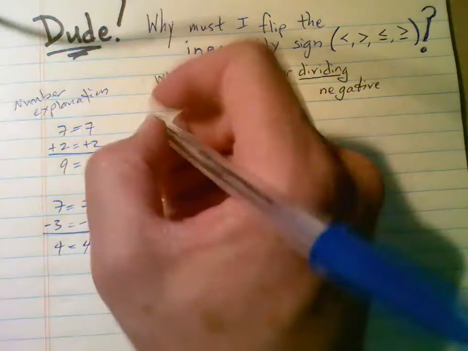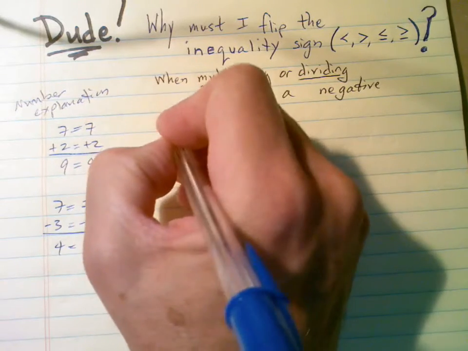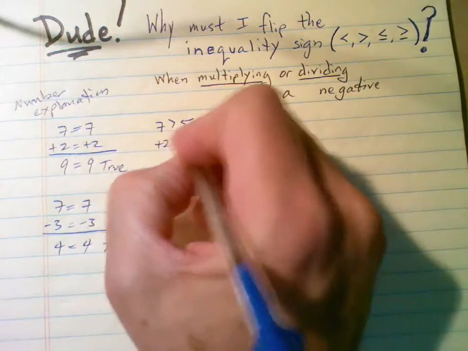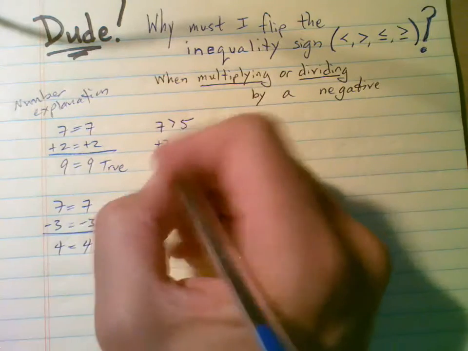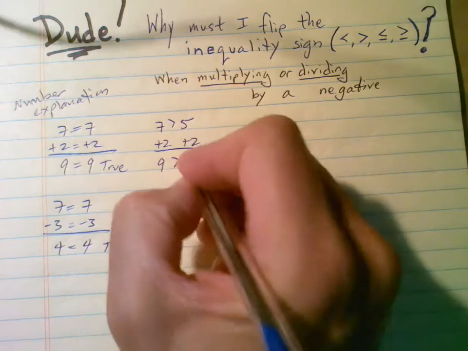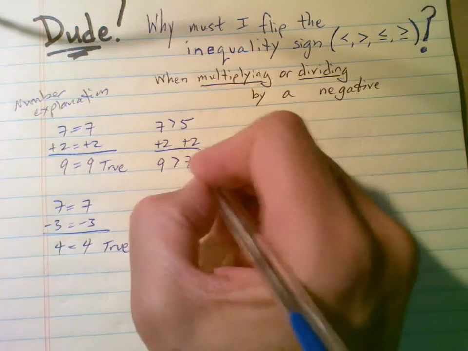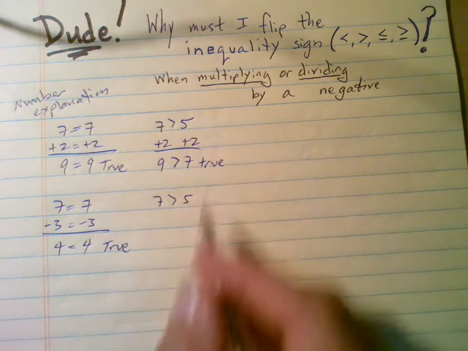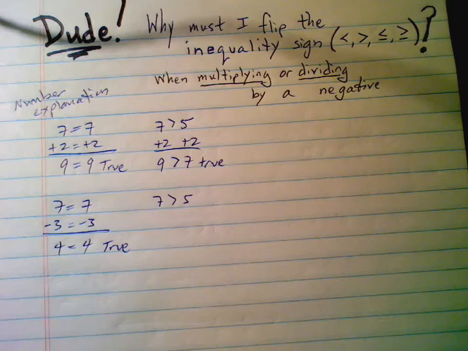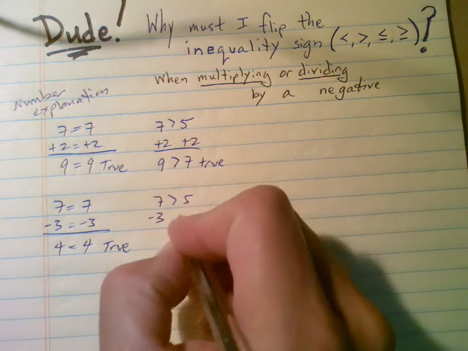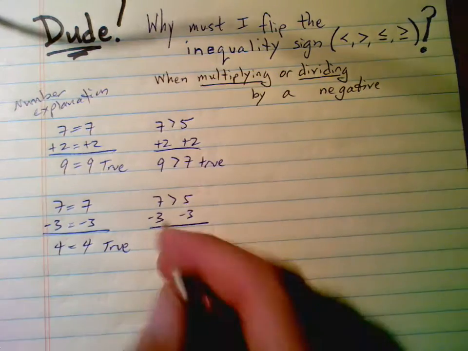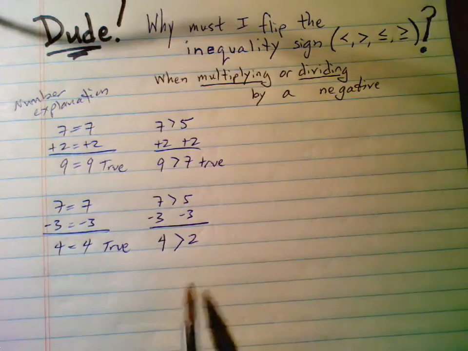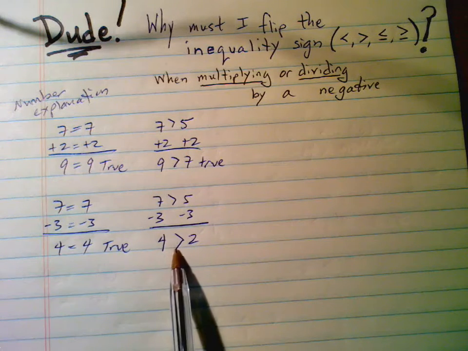If I have an inequality, say like 7 is greater than 5, if I add 2 to both sides, 7 plus 2 is 9, and sure enough, 9 is greater than 7. That is true. And conveniently, if I subtract the same amount from both sides, say I subtract 3, 7 minus 3 is 4, 5 minus 3 is 2, and lo and behold, 4 is greater than 2.